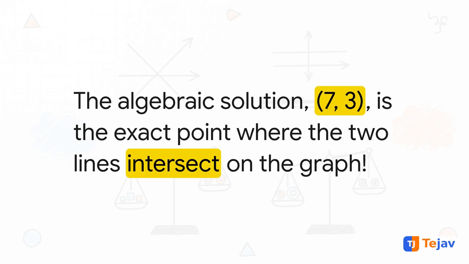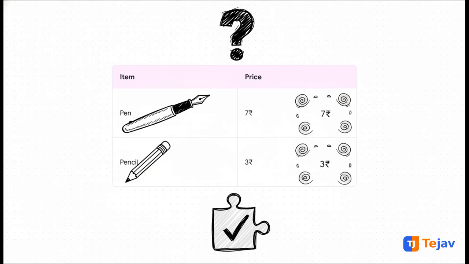It's perfect. So let's go all the way back to the shop. What was the price of our pen and pencil? Well, we said x was the pen and y was the pencil. Since x is 7 and y is 3, that means the pen costs 7 rupees and the pencil costs 3 rupees. The puzzle is solved.